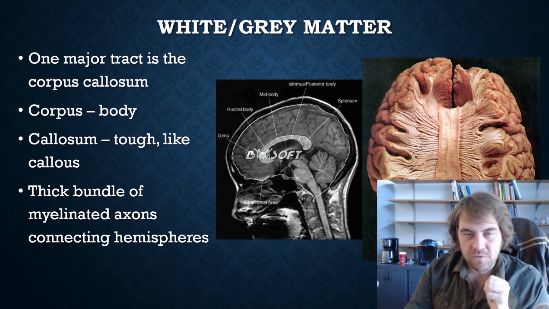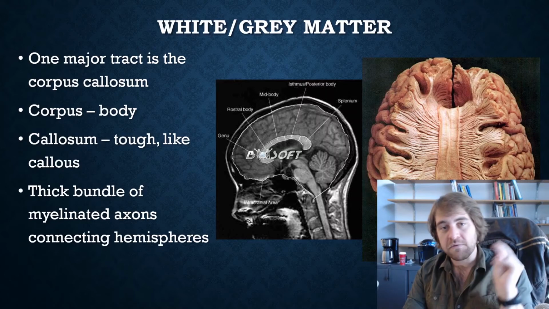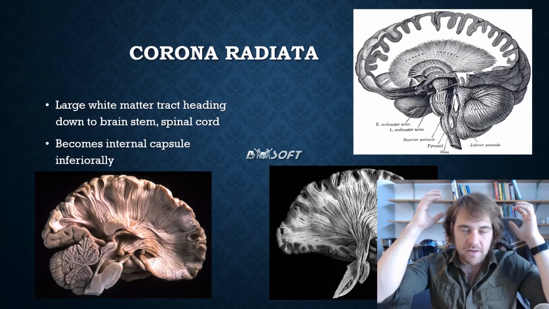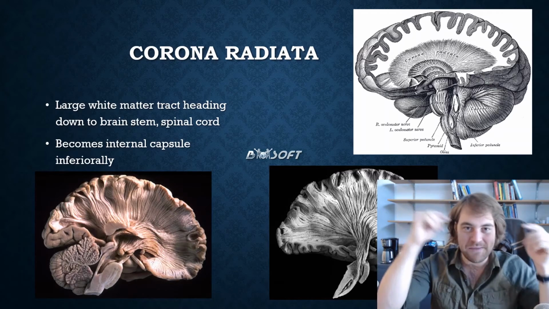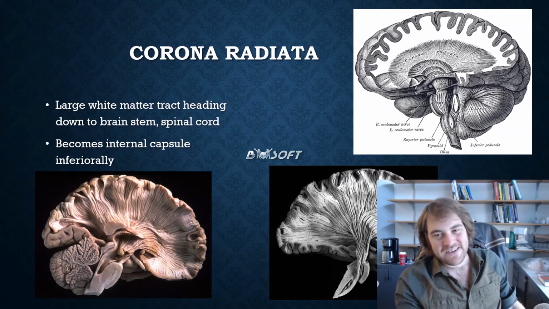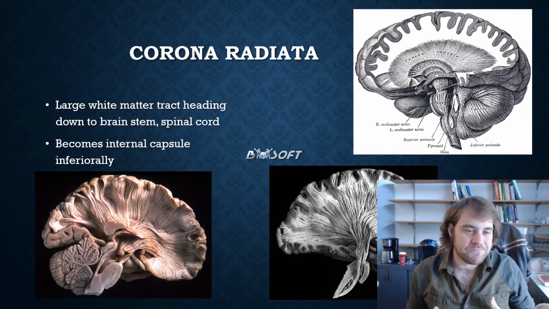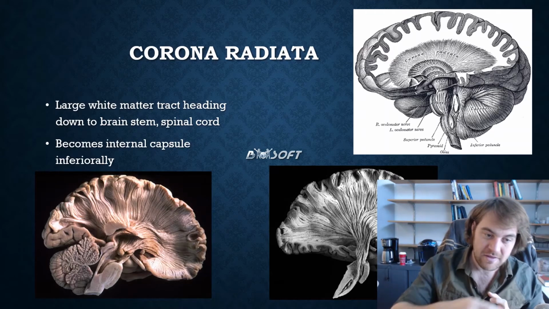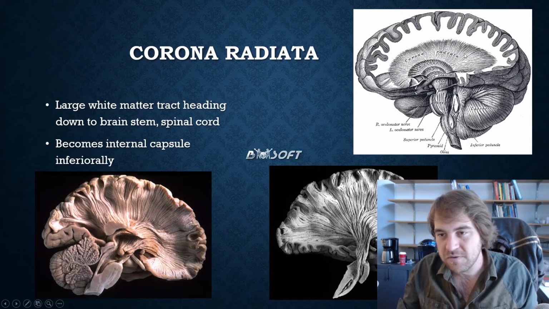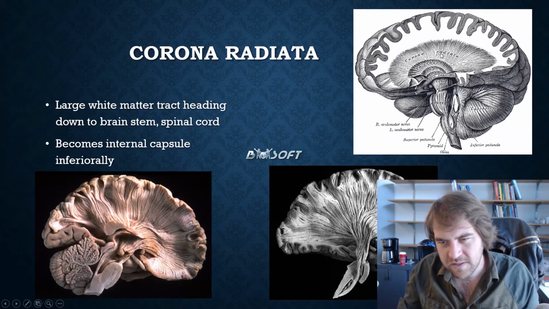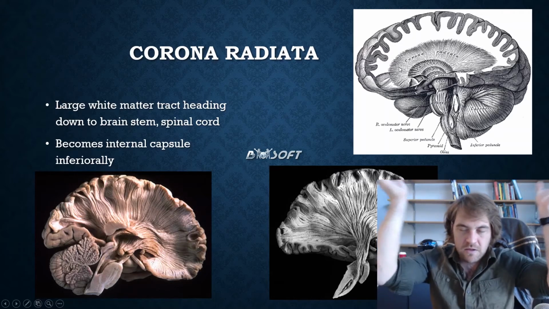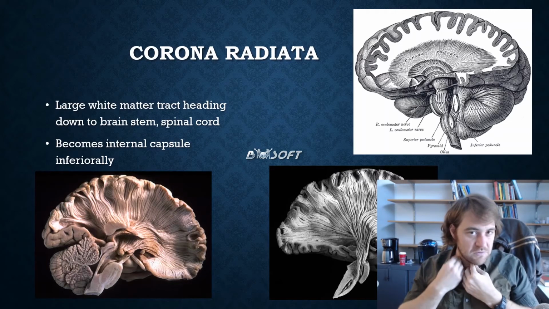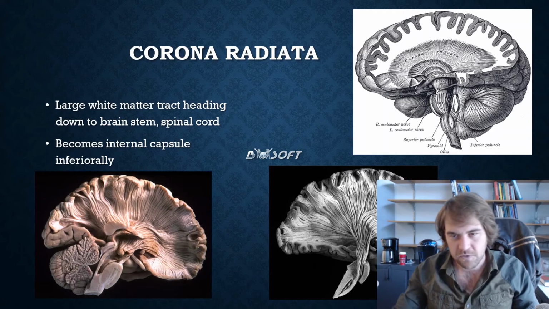The reason why I want to talk about the corpus callosum again is because it is mirrored by the corona radiata. So the corpus callosum connects left and right hemispheres. The corona radiata is what connects brain to body. So it's a large white matter tract that heads downwards instead of across. You can see it in all these different pictures here. This is the original drawing from the Gray's Anatomy text. The corona radiata comes from all the other individual areas of the brain, and they coalesce and then start moving down towards the brainstem, towards the spinal cord.